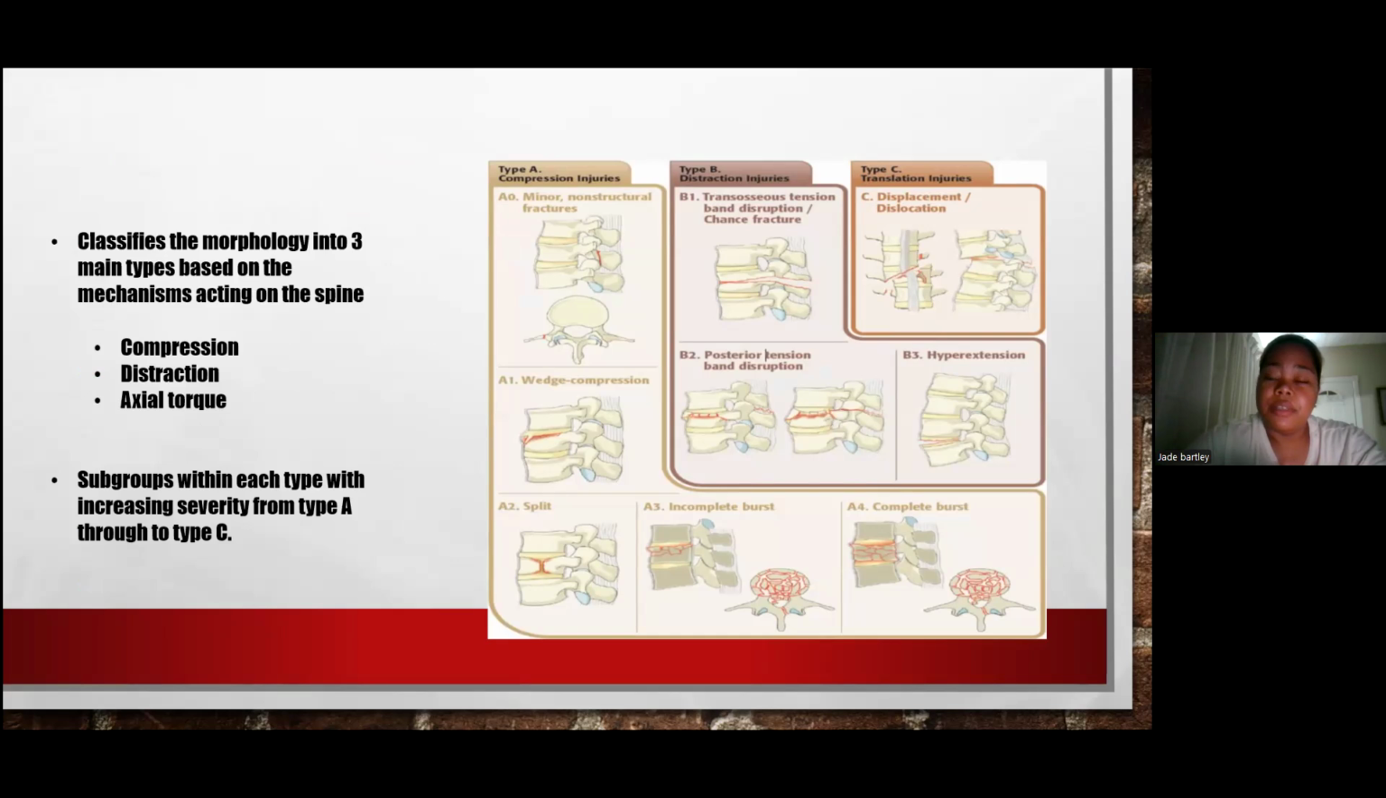There are 3 main groups, type A through to type C, with increasing severity as you move from A to C. And under each group, you have further subgroups with increasing severity, from involving a structural component of the vertebral body versus a non-structural component.